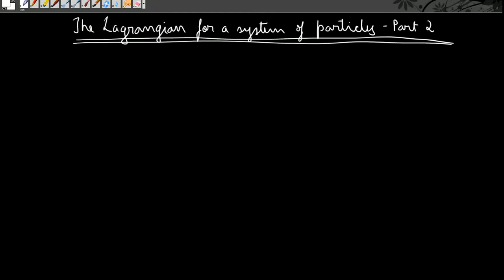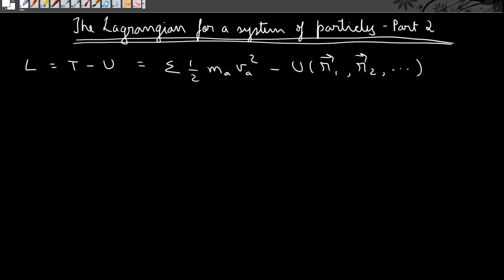In this video we are going to continue studying the Lagrangian for a system of particles. Previously we stopped at the form of the Lagrangian for a system of particles, which looks like this: T minus U, where T is the kinetic energy and U is the potential energy. This can be written as summation of half m_a v_a squared minus some function U, which depends on the position alone. Now this r vector, let's call it r_a.